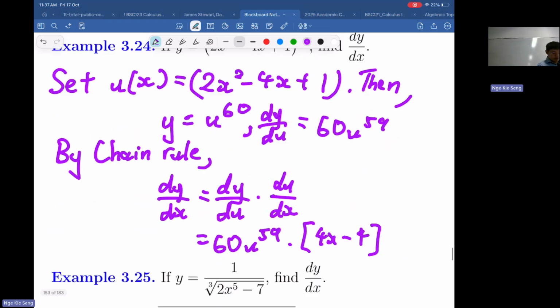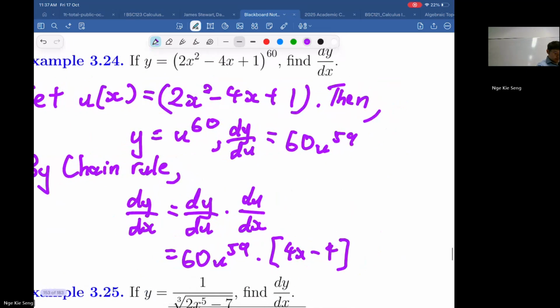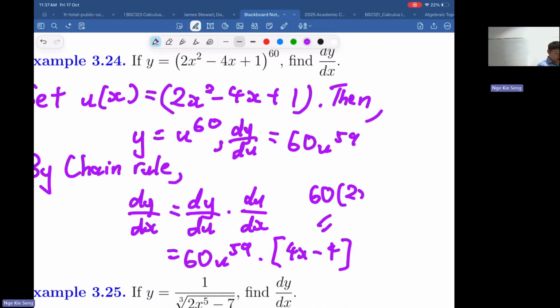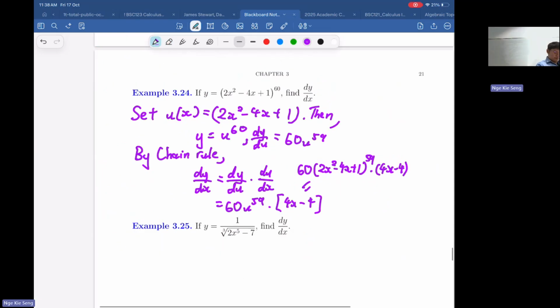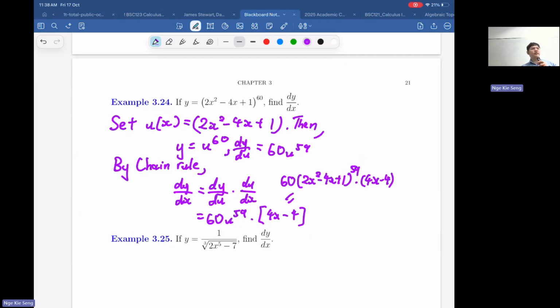So altogether you get 60 times (2x squared minus 4x plus 1) to the 59, multiplied by (4x minus 4). Like that. Okay, good. All good.